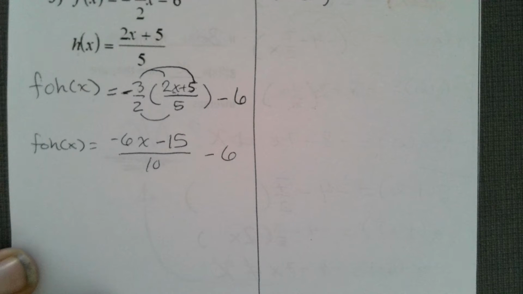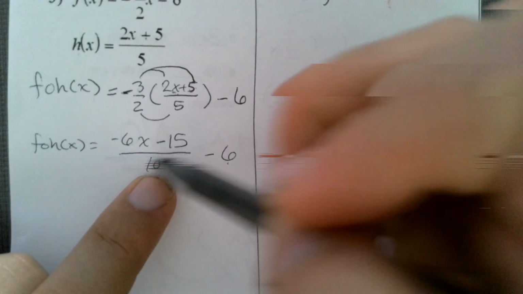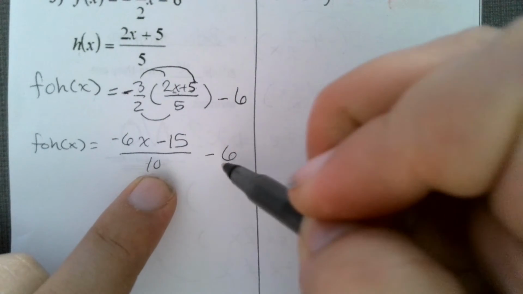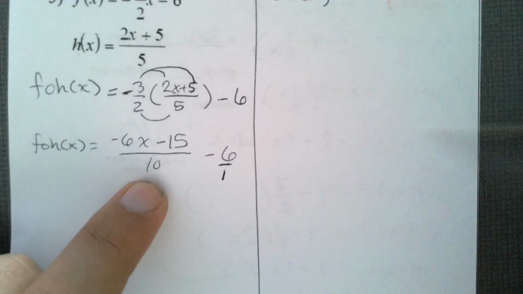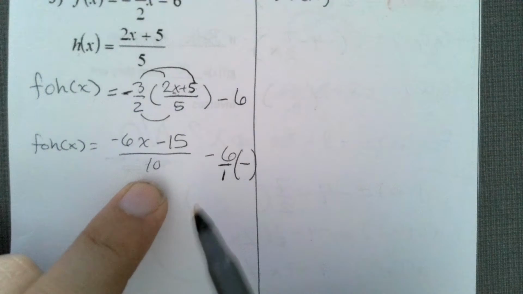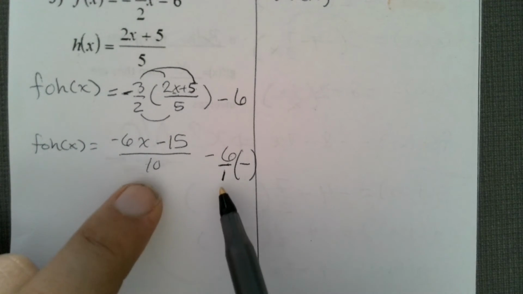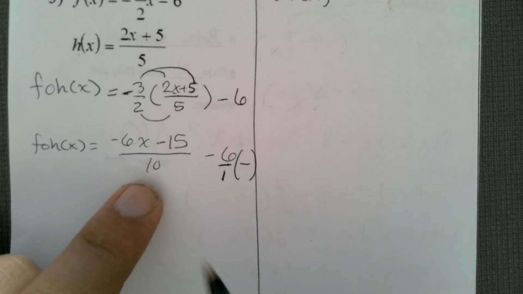Okay, Damien, I'm going to do the next step and then you're going to help me, okay? We need to be able to put these together, so I need a common denominator. So I'm going to put the 6 over the 1. Damien, what do I need to multiply the top and the bottom by to get a common denominator? What do I need to multiply 1 by to get 10? 10.